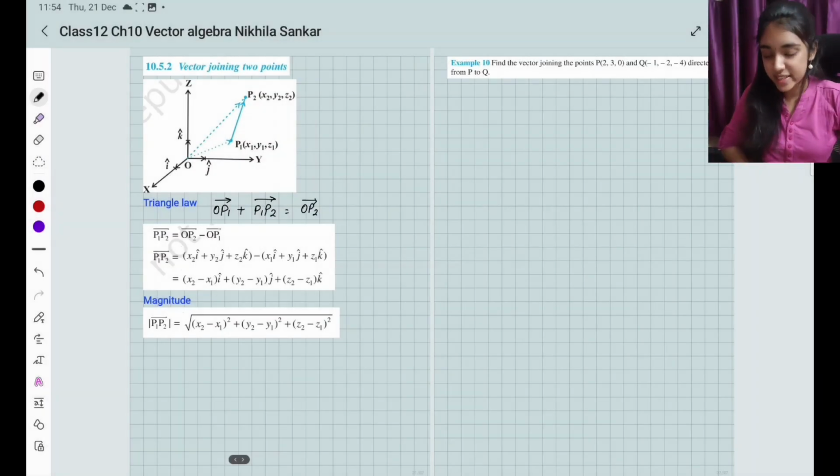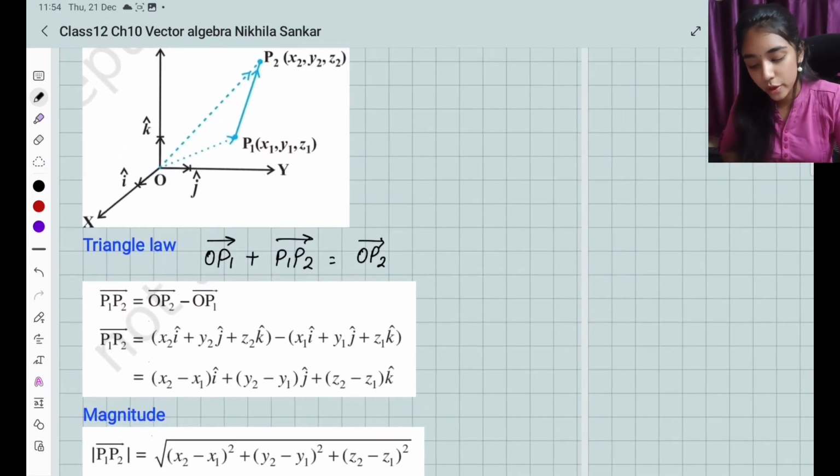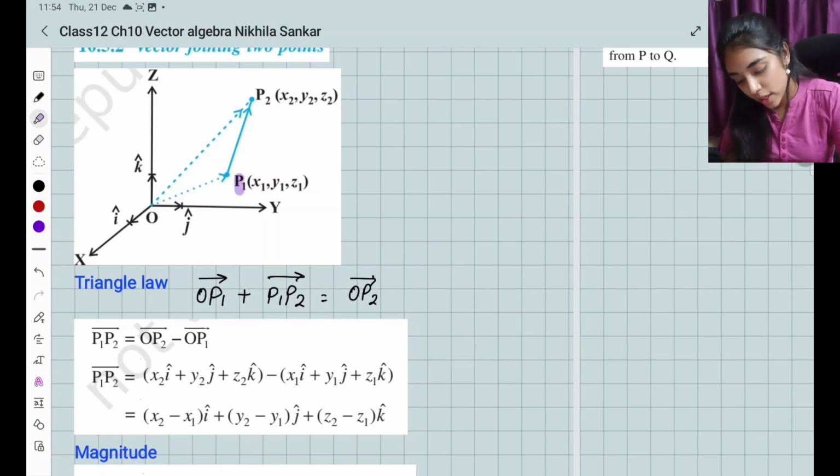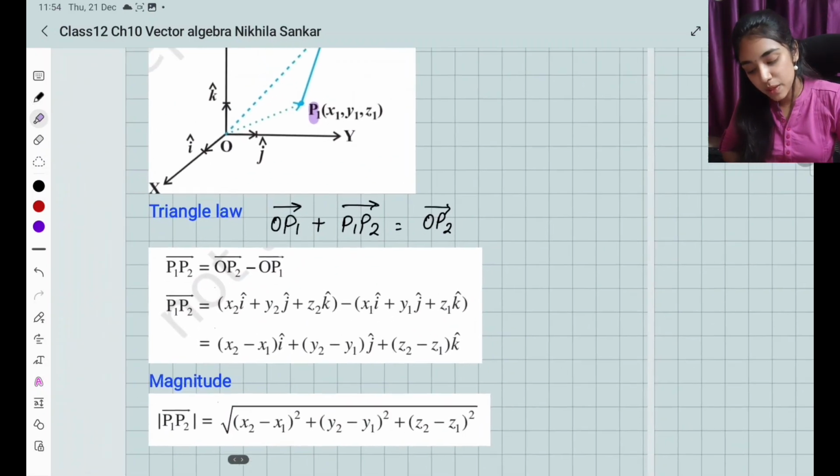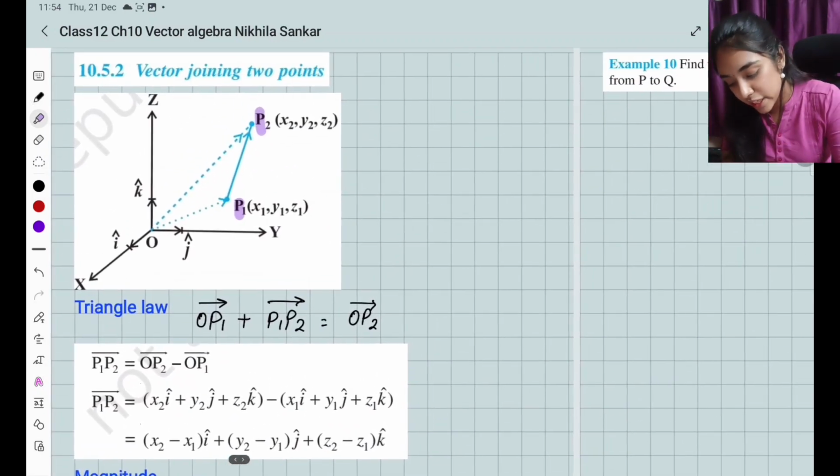Now, moving on to the next topic. Vector joining 2 points. அப்படினா அர்த்தம் இவ்வளவு நேரம் நம்ம 1 point பார்த்துட்டு இருந்தோம். Now I have P1 and P2. So, இப்போ distance P1, P2 நம்ம எப்படி கண்டுபிடிக்க போறோம்? What do we initially know?